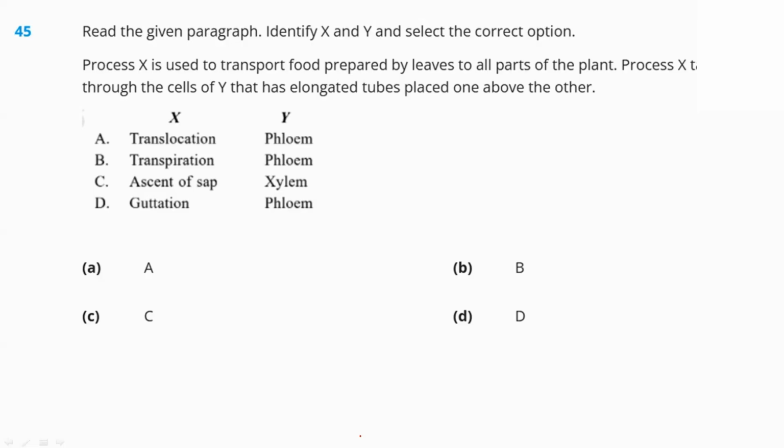Process X is used to transport food prepared by the leaves through all parts of the plant. Process X takes place through the cells of Y, narrow elongated tubes placed one above the other. So option A, where X is translocation and Y is phloem. Option A is the right answer.